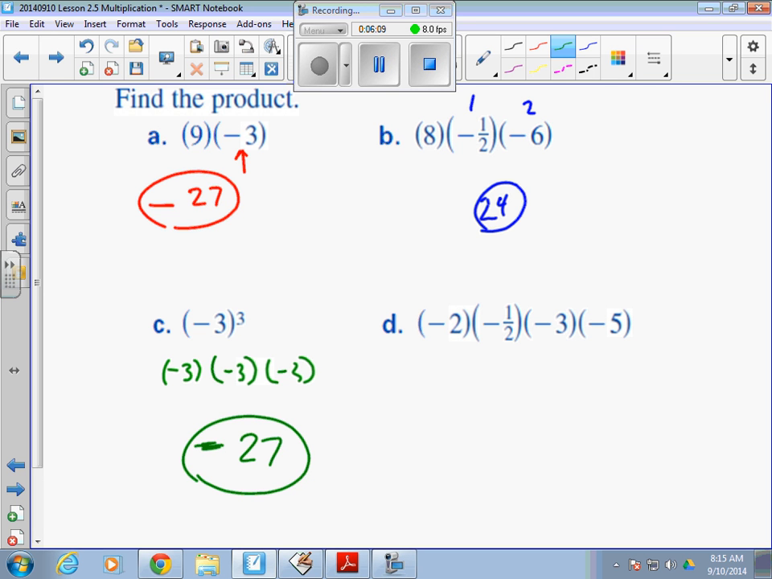And then for D, there are four negative values. You can count them up. There's 1, 2, 3, 4 of them. That's an even amount, which means it's going to be positive at the end. 2 times 1/2, or half of 2, is 1. 1 times 3 is 3. And 3 times 5 is 15.